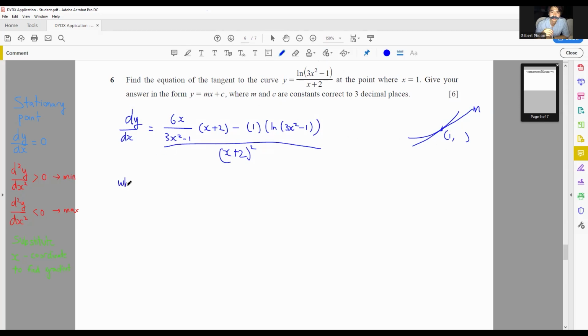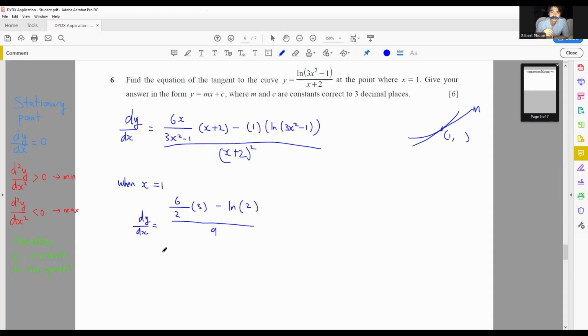When x equals 1, substitute 1 into here. 6 times 1 is 6. 3 minus 1 is 2. Times 1 plus 2 is 3. Minus ln of 3 minus 1, which is 2, over 1 plus 2 squared, which is 9. Okay, dy/dx is equal to this.